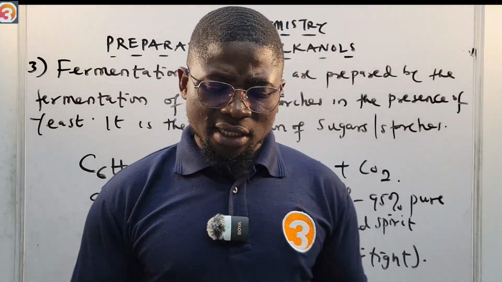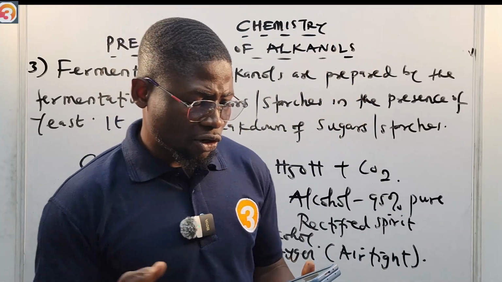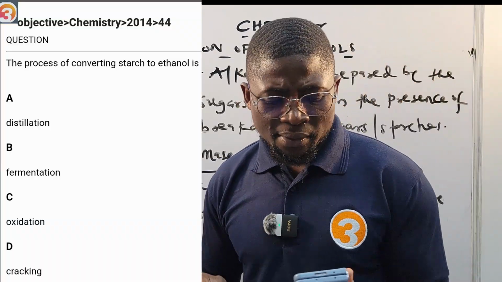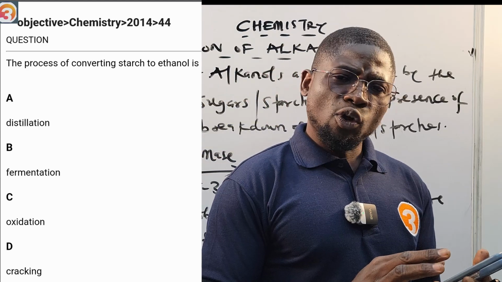But before that, let us see a question. Let us see the answers to our questions from the O3 School JAMB CBT app. So please go to your app right now. Go to 2014 number 44, as you can see displayed on the screen. The process of converting starch to ethanol, obviously, is fermentation.